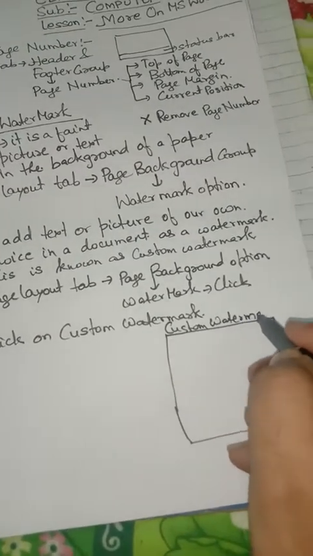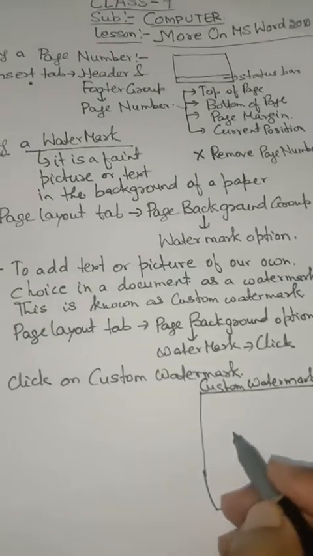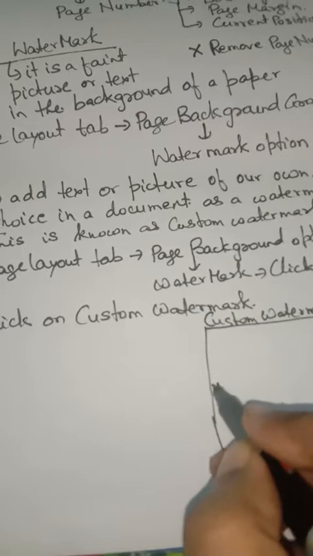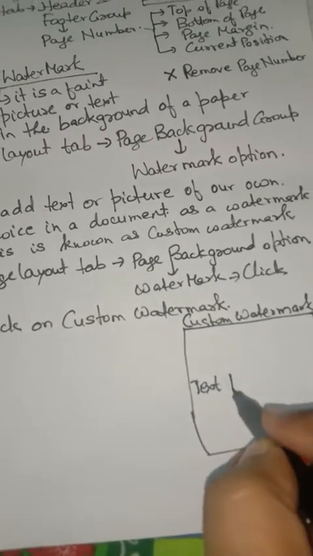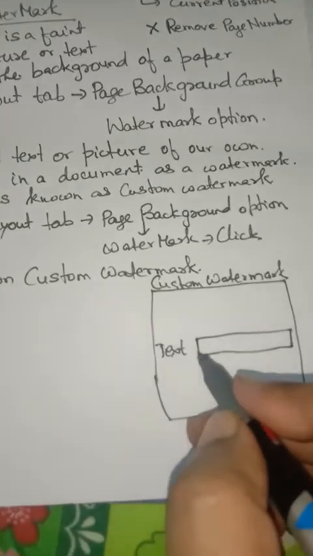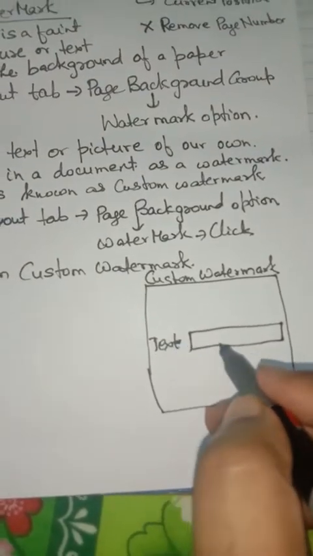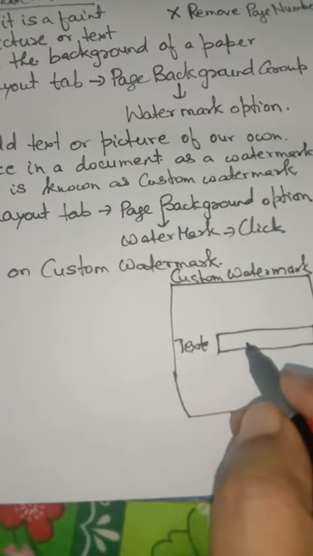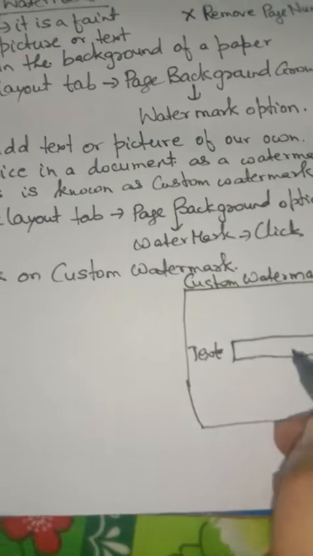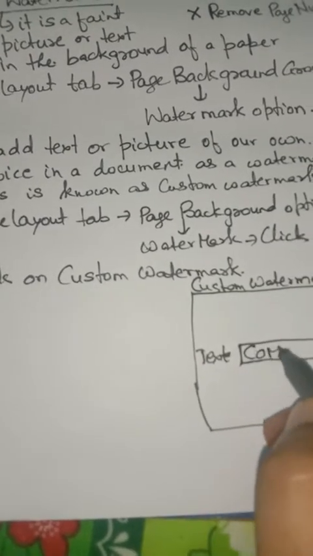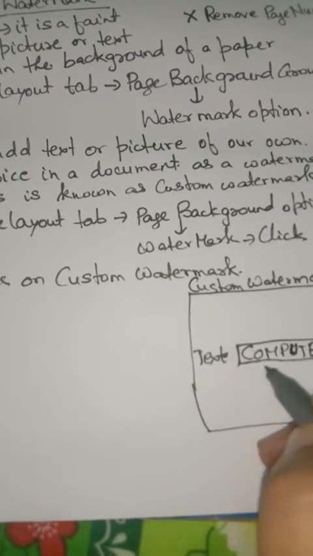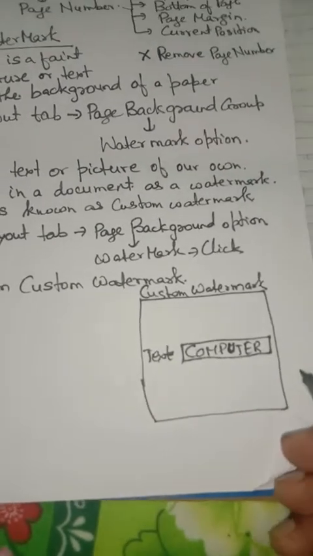In the custom watermark, different options will be given, and here the option of text will be available, and a text box of such type will be available over here. So we can type whatever text we want in the background. You can type any text that you want in the background, like suppose I have typed the text COMPUTER.